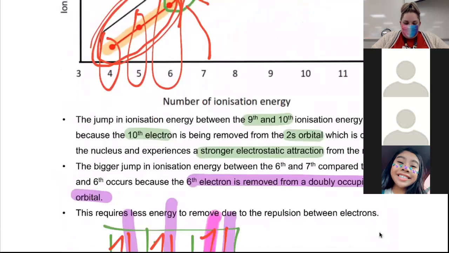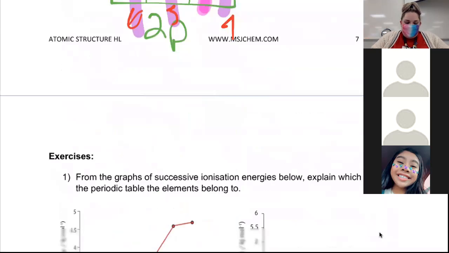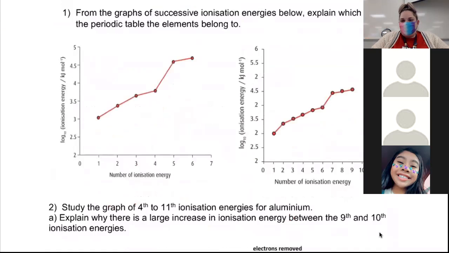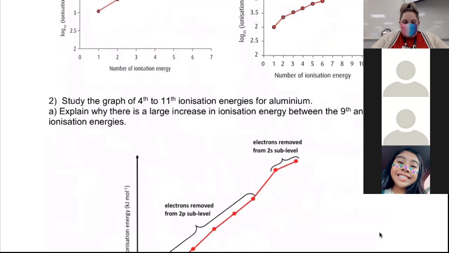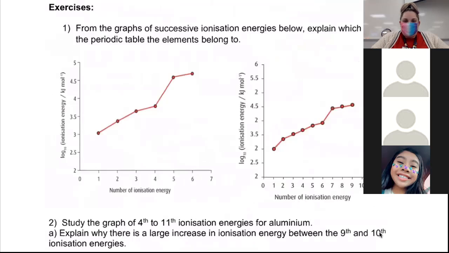Okay. The last one on here has some graphs similar to what we looked at, and it's asking you to explain and think about which group it belongs to on the periodic table. What you want to look at is the number of electrons and the number of ionization energies, and that's going to help you figure out its atomic number and things on the periodic table.